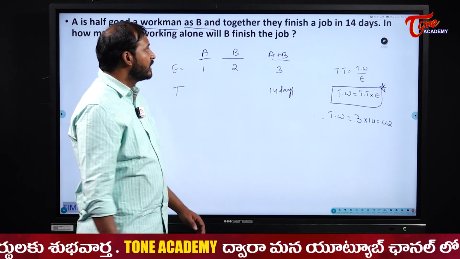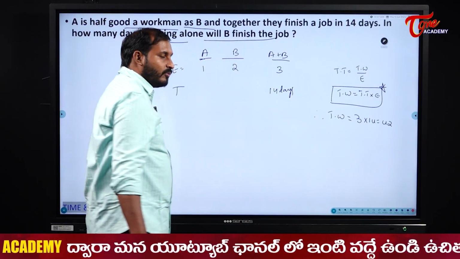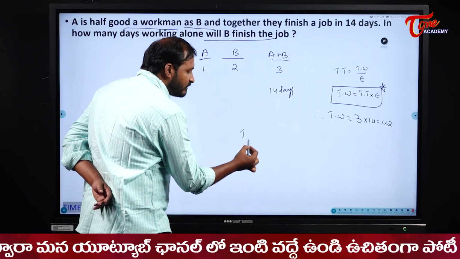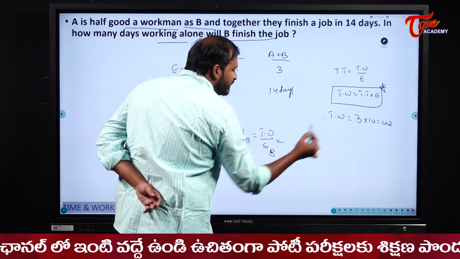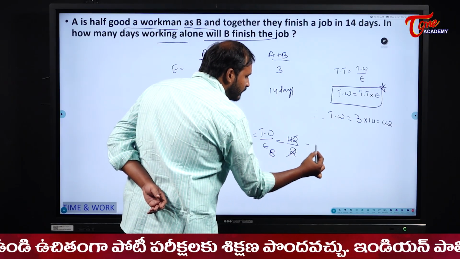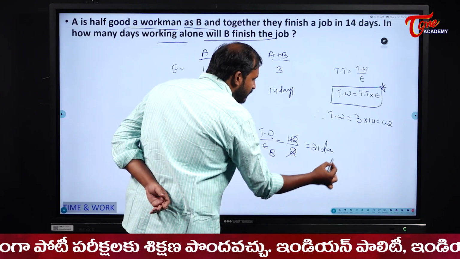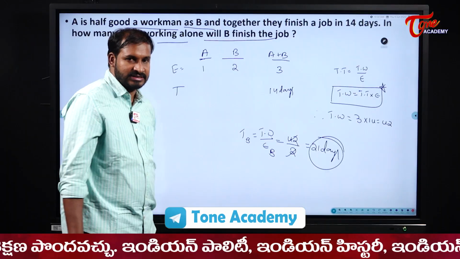Okay, good, superb. Now the question is, working alone, B finishes the job in how many days? So time taken by B means what you will take? Total work by efficiency of B. What is total work for me here? 42. And what is the efficiency of B here? 2. So what it becomes? 21 days. That means B alone can finish the work in 21 days. That is the answer.